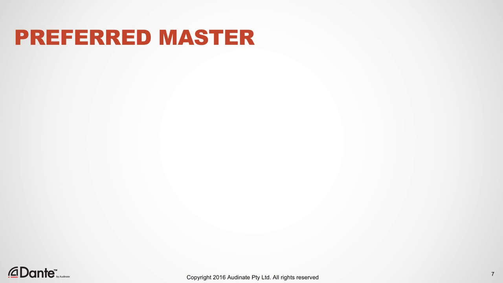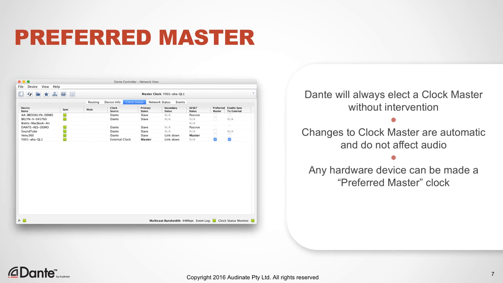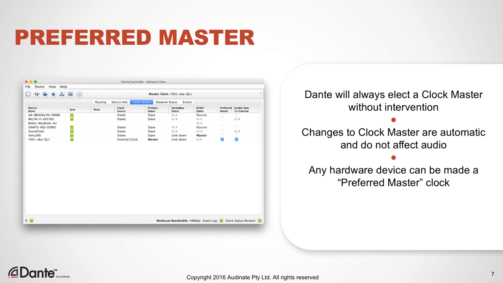Why would we make a device a preferred master? In the majority of cases, this choice does not need to be made. Dante's automatic clock election process ensures that clocking will work as designed with no user intervention. Even if an election occurs while audio is flowing, there is no interruption.